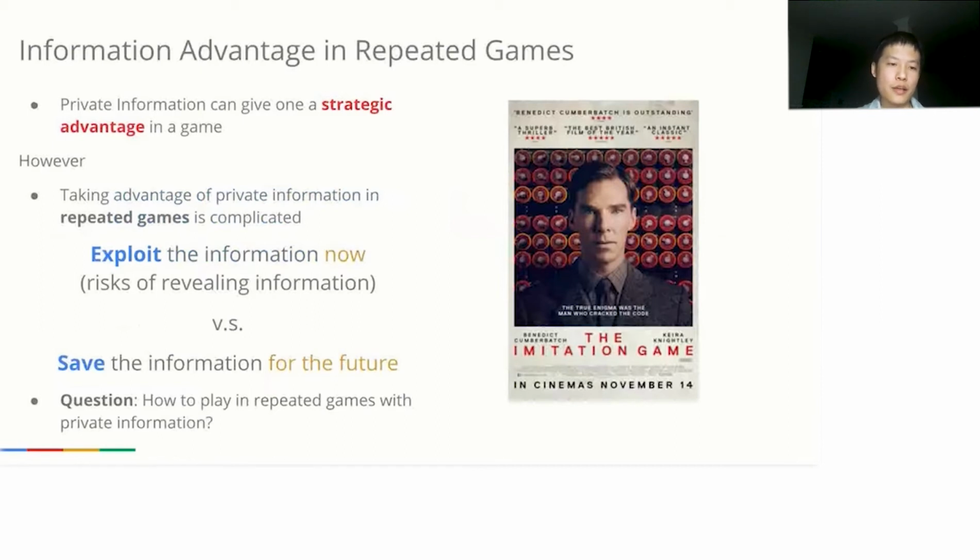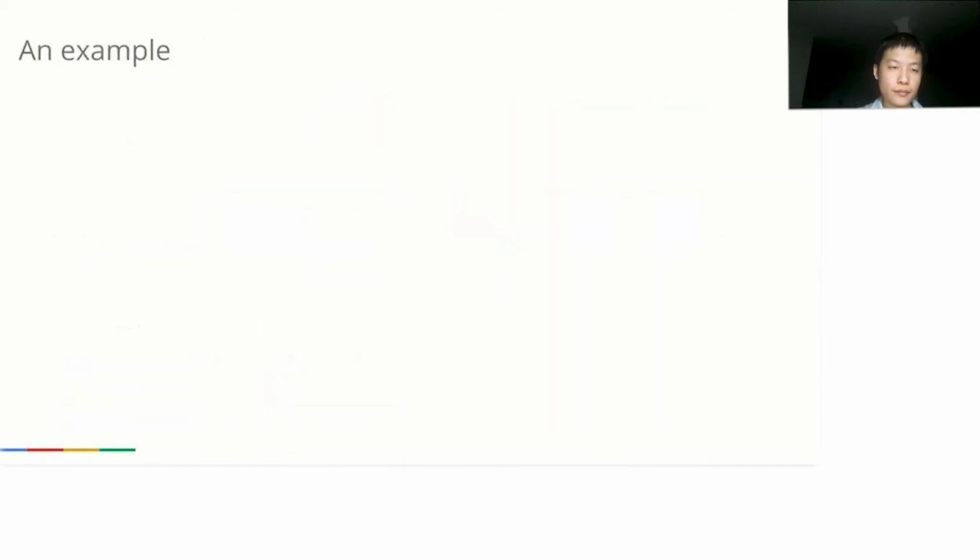Intuitively, in this game, the agent with private information is facing two choices. The agent can choose to exploit the information now. However, such an action may reveal the information to the opponent and hurt the agent's long-term utility. On the other hand, the agent can choose to save the information for the future. So the main question we would like to answer in this paper is how to play in repeated games with private information. Let's take a look at an example.